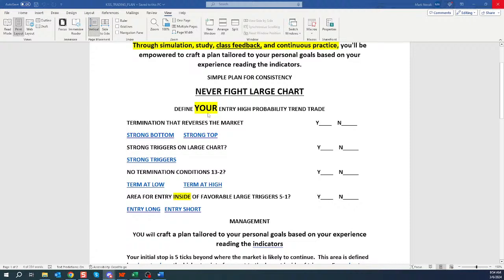So focus on your plan first. Focus on your entries first. You'll get to your point of growth, and that's going to happen through simulation, study, class feedback, and practice. And then you're going to create your own plan based on your ability to read the indicators.